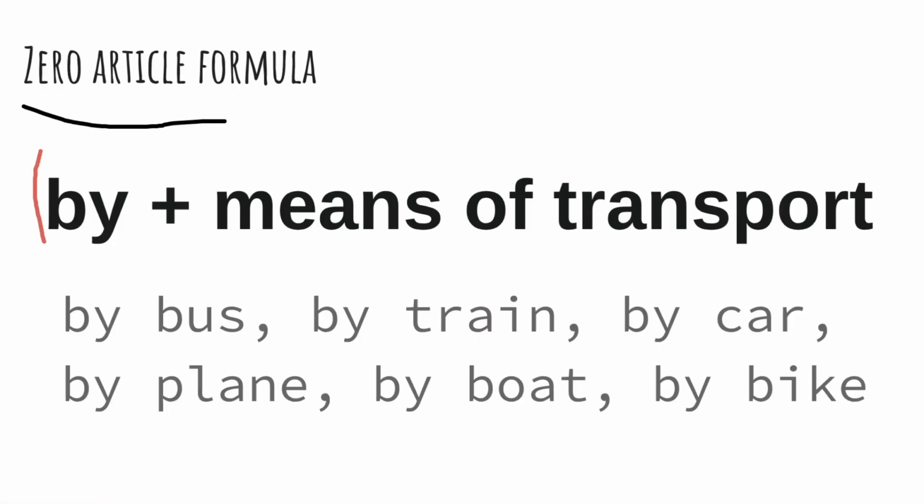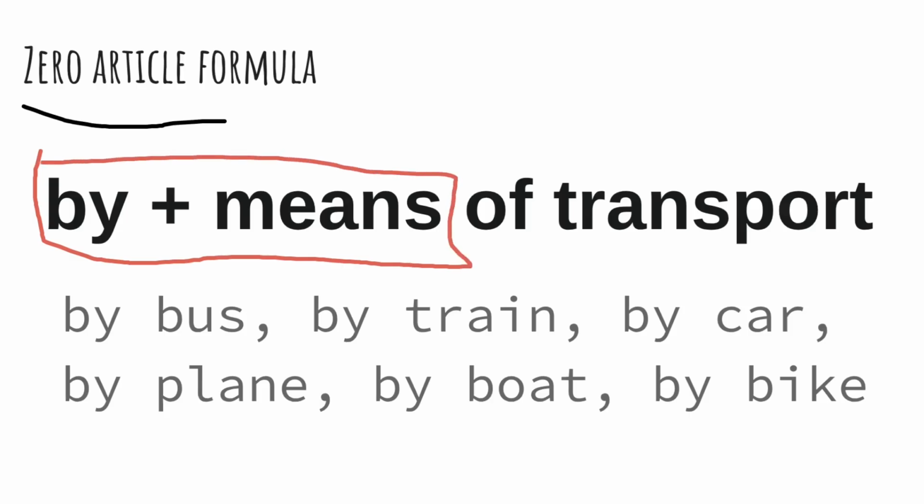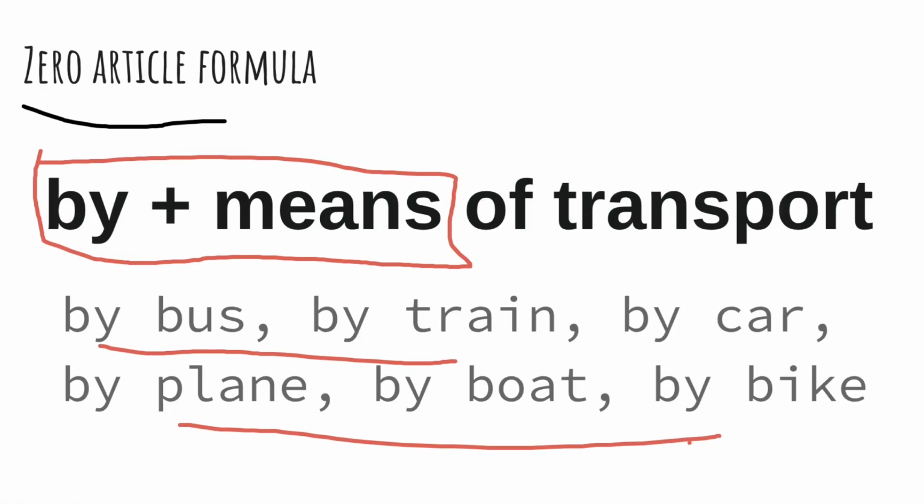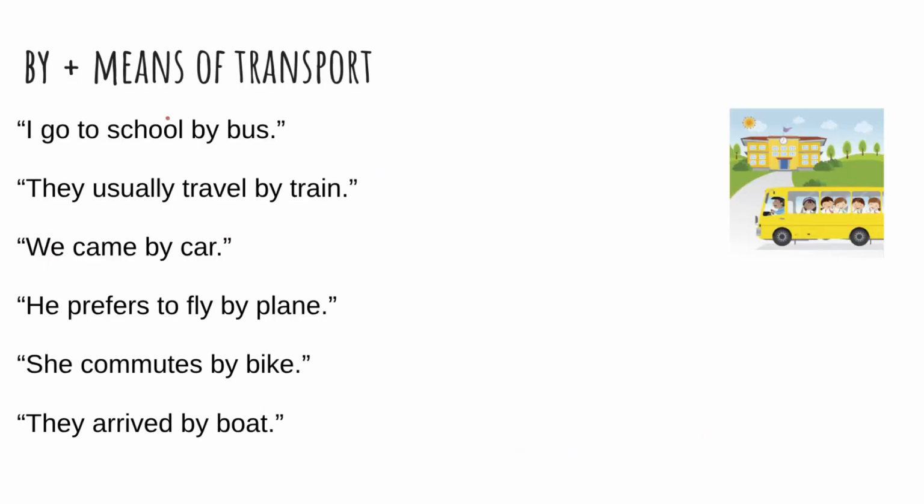Why? Because we're not talking about a particular bus, a certain train, or a specific plane. Instead, we're simply describing how we get from one place to another, the method of transport. Let's look at a few examples. I go to school by bus. They usually travel by train. We came by car. He prefers to fly by plane. She commutes by bike. They arrived by boat. All of these are examples of general modes of transport using the zero article, and that's perfectly natural English.